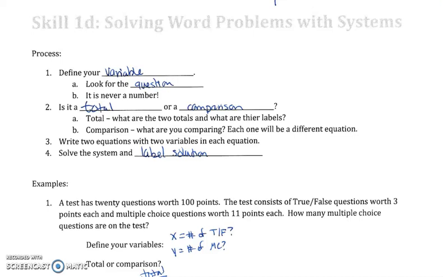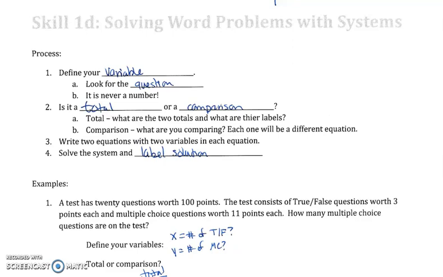Hello, we are on Skill 1D today. And this is the last lesson on systems of equations. This is going to be the last section we cover that will be on your test. You're going to take a test next week, Friday. So on Wednesday, you'll get your test reviews, and then on Friday, you will be taking your test.